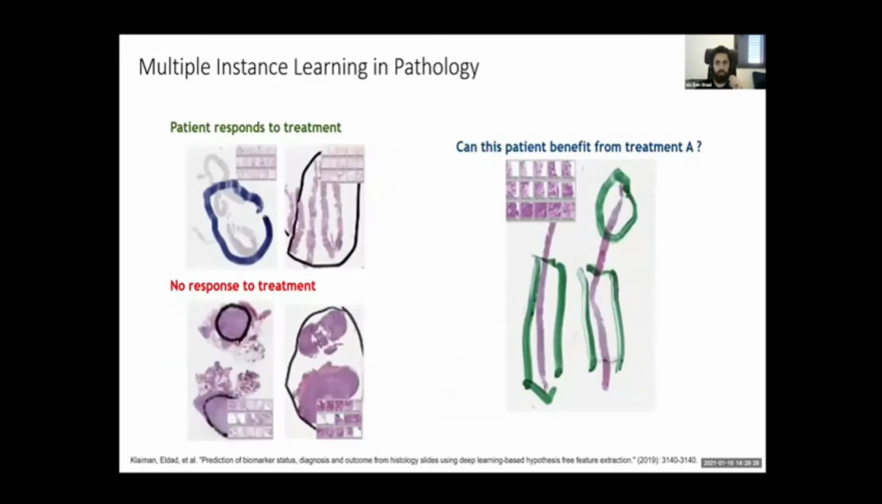So what does this have to do with pathology? Multiple instance learning is a type of weakly supervised learning. In weakly supervised learning, you have a global label, and this label can describe a whole slide image in digital pathology. An example of this can be whether a patient responded to a treatment or not. In the case of digital pathology, a bag will be a whole slide image, and the instances will be the tiles from that slide.